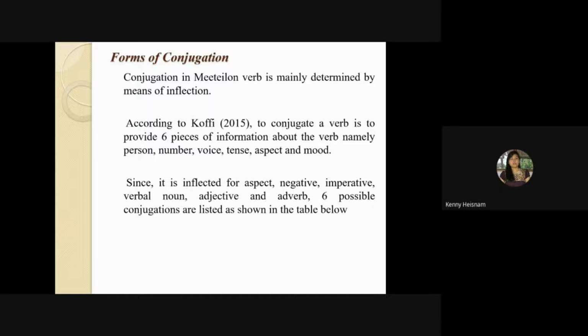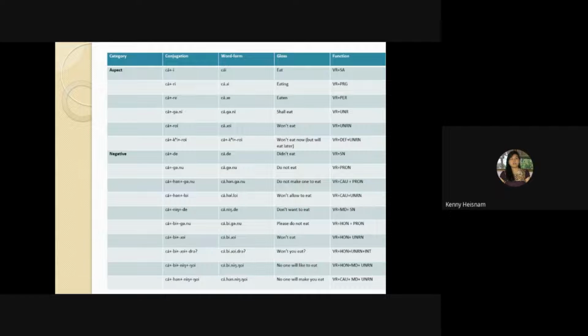So looking at these features, we have divided these suffixes into 6 categories, and their conjugations are shown in the table. In the case of aspect, for example, cha plus e, the aspect marker, becomes chai. In function, it is verb root plus simple aspect. And chari indicates the progressive marker, and chare indicates the perfective marker, that is the completed action. Chagani means unrealized aspect, and charo is the unrealized negative aspect.